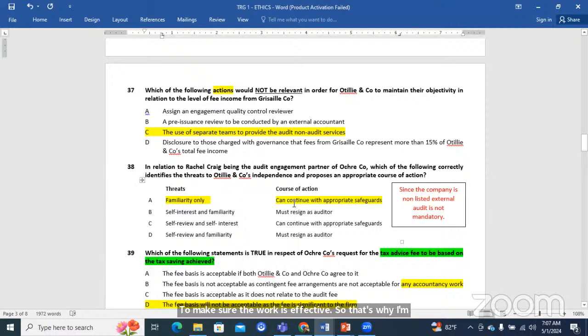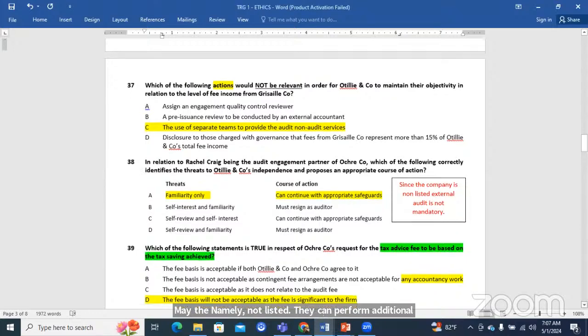Familiarity, but you can continue. Reason, the entity is not listed. Is this question understood? Question 38, understood. Therefore, when you are doing ethical questions, students, always concentrate on whether it is listed or non-listed. They can perform additional engagement quality control review or other reviews.